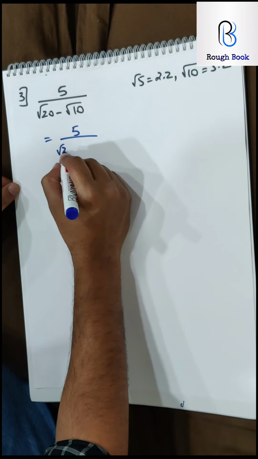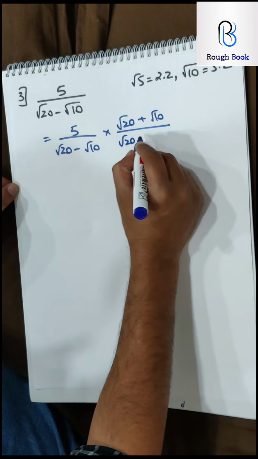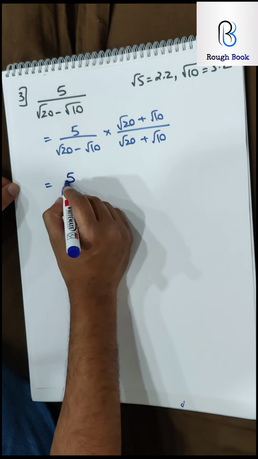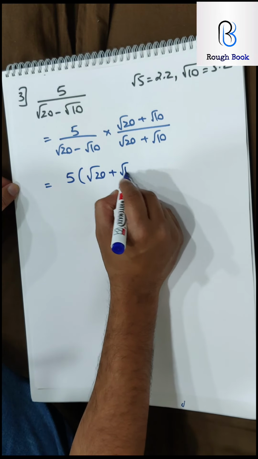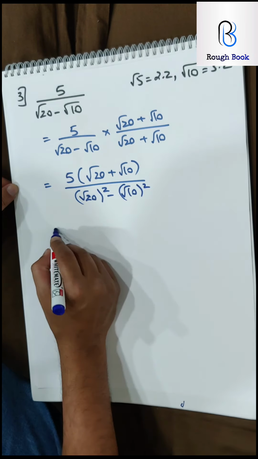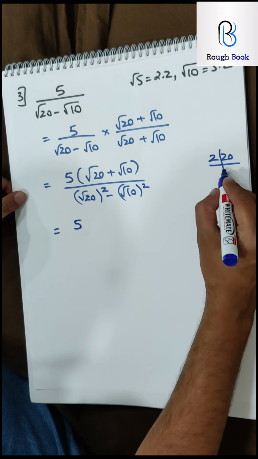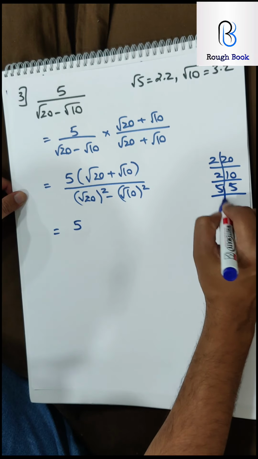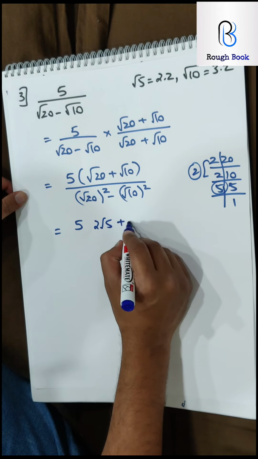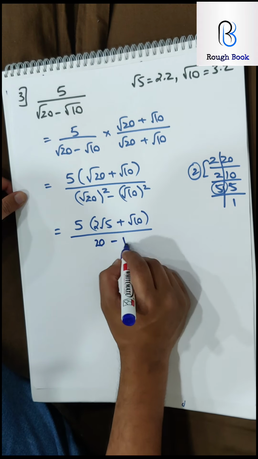5 upon root 20 minus root 10, into root 20 plus root 10 upon root 20 plus root 10. If you remember, we use the word conjugate, that is opposite signs. So 5 times root 20 plus root 10 upon root 20 the whole square minus root 10 the whole square. So 5 root 20, if I take the factors to convert it into a mixed surd, we will notice very clearly 2 can be pulled out and 5 stays inside. So it can be written as 2 root 5 plus root 10. Likewise root 20 square will be 20 and root 10 square is just 10.